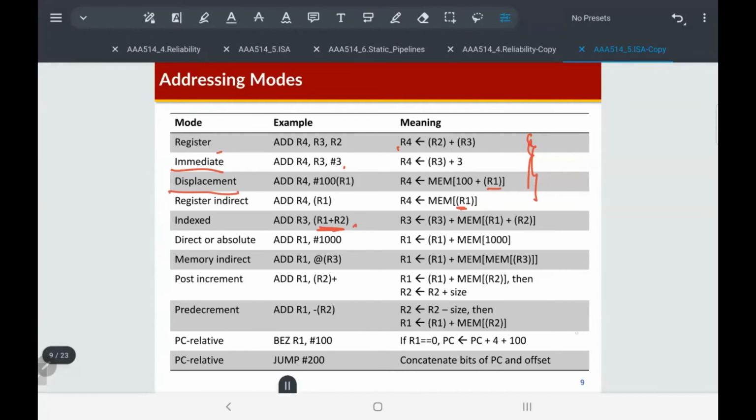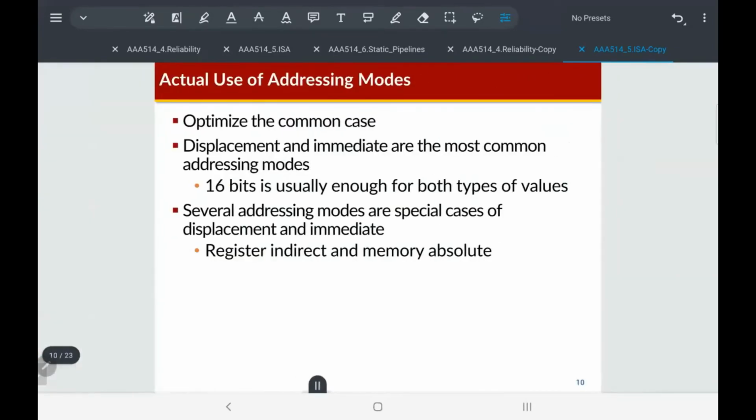Also, for the control instructions, the PC is changing. So we can also use this PC relative addressing mode. There are different types of addressing modes, but the addressing mode is optimized for supporting the common cases.